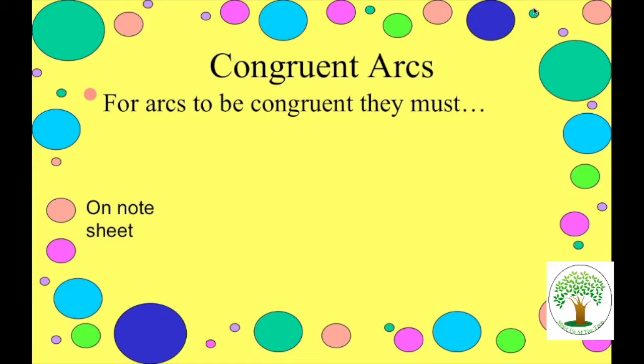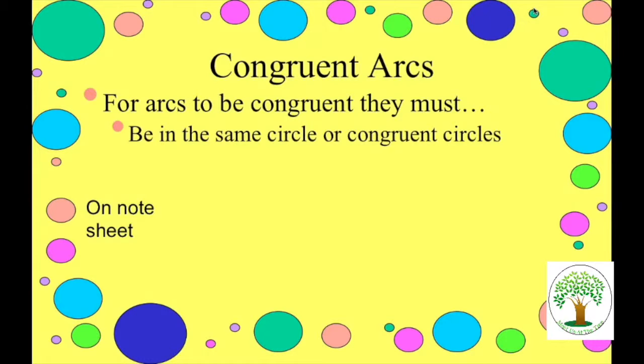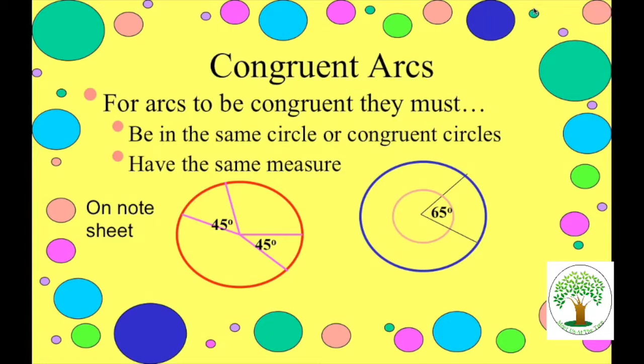All right. For 2 arcs to be congruent, they must have 2 things. First, they must be in the same circle or congruent circles. And they must have the same measure. So they must have the same length. You don't have to draw this part, but you can.